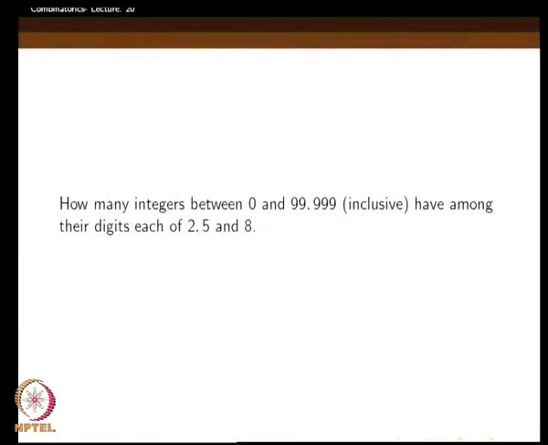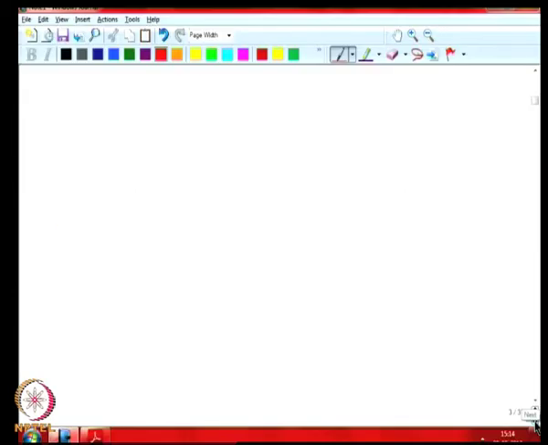So let us look at how many integers between 0 and 99,999 inclusive, both 0 and 99,999 are included, have among their digits each of 2, 5 and 8, right. So we are considering numbers from 0 to 99,999.